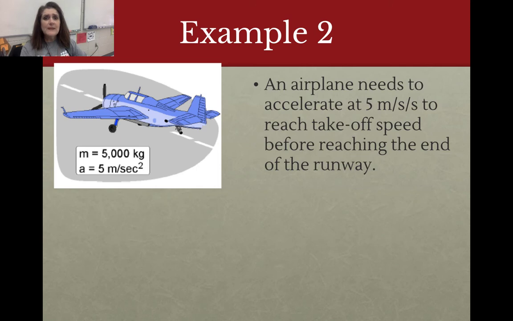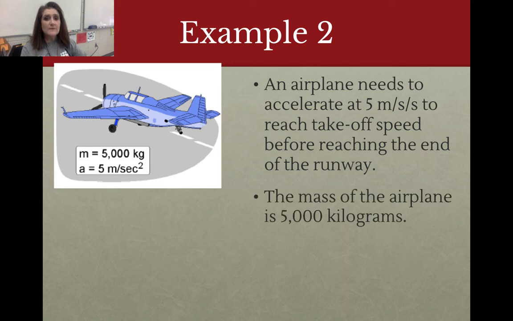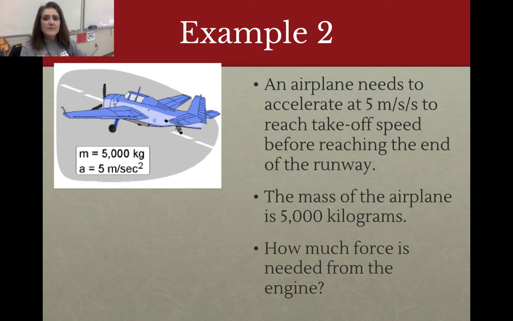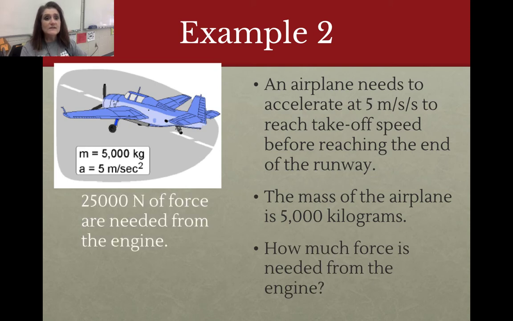Example 2. An airplane needs to accelerate at 5 meters per second per second to reach takeoff speed before reaching the end of the runway. The mass of the plane is 5,000 kilograms. How much force is necessary from the engine? Well, again, force equals mass times acceleration. You would need 25,000 newtons of force in order to take off.